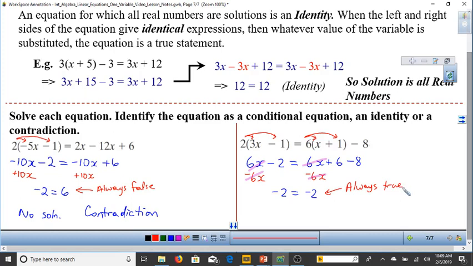So the solution to this equation is all real numbers. That means no matter what value of x I plug into this equation, I get the same thing on both sides. The statement will always be true. So we're dealing with what we call an identity. And an identity is an important type of equation in mathematics.